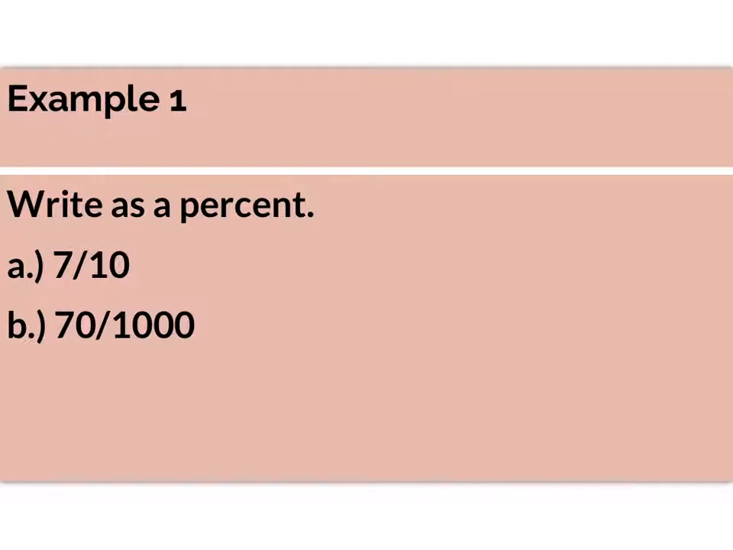So write 7/10 as a percent. We know we need to get to 100. So how do we get there? Think about it. 7 over 10 times 10 over 10 will get us 70 over 100. So 70 over 100 means 70%.